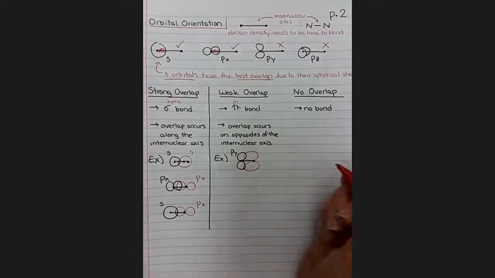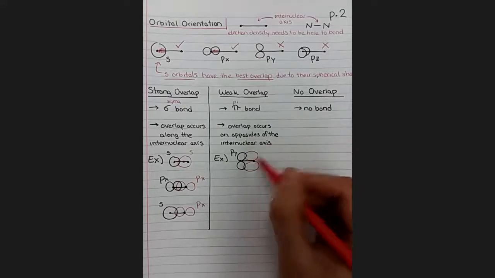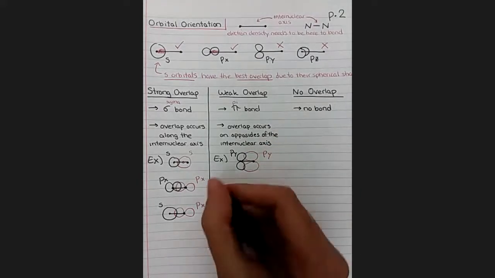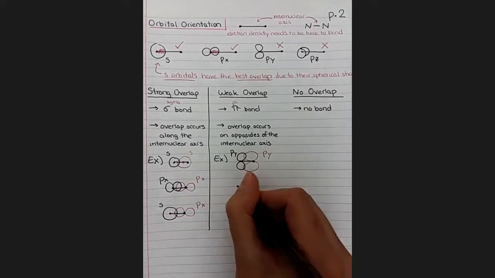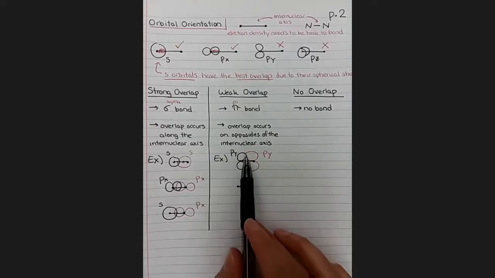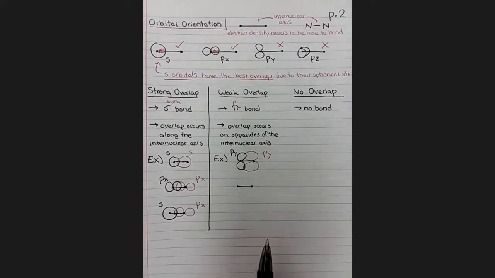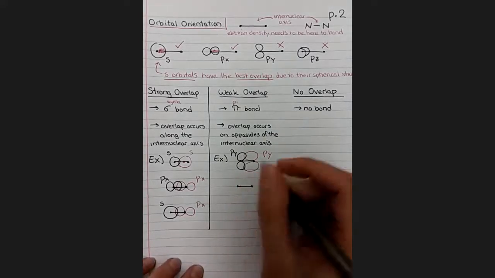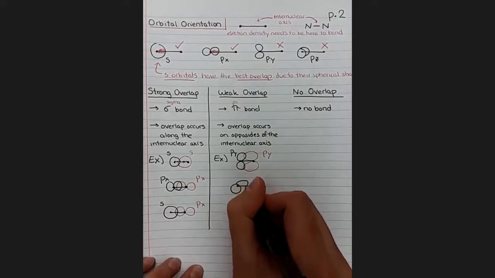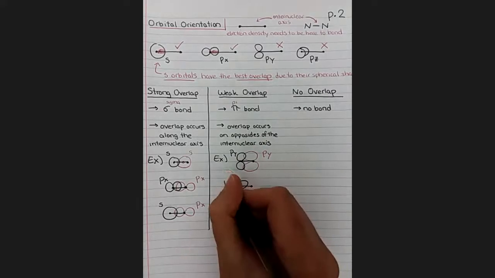I'm slightly exaggerating these pictures to show where they touch, but I promise that they do. So we can overlap two py orbitals and they touch right here above and right here below. We can also do the pz orbitals, which are difficult to draw.